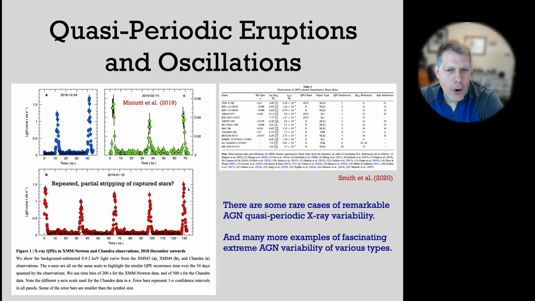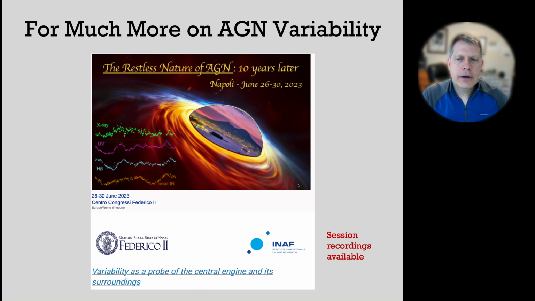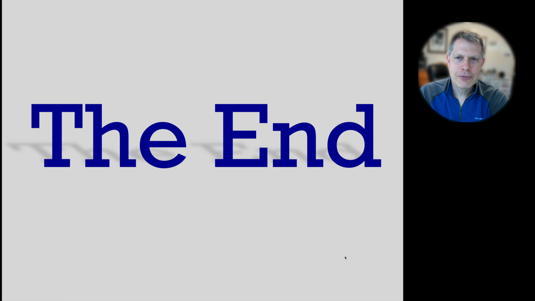And I will just tell you, there's plenty more where these came from. There are many more examples of fascinating extreme AGN variability of a wide variety of types. So if you're interested in that, I refer you to the literature. And furthermore, in fact, there is a nice summary available in the recordings of this conference, which was held in 2023 June. And this conference brought together many of the people worldwide who study AGN variability, including the X-ray variability from the black hole region, where there was substantial discussion of extreme examples of variability found. And I encourage you to check out the session recordings here as one place to learn more. And I will stop there for today, and thank you.